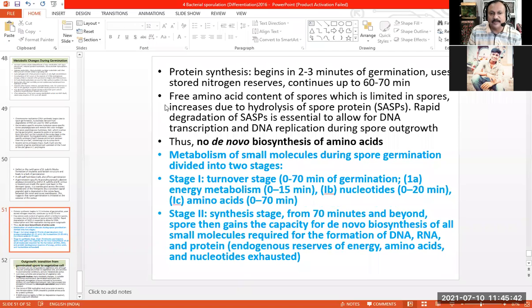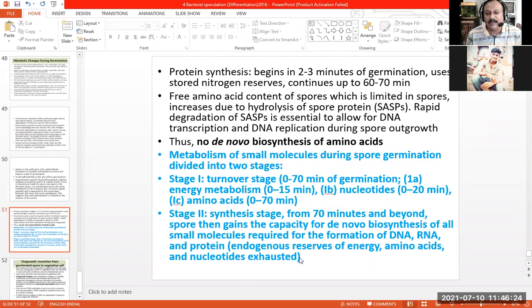So we were trying to understand these two important stages in the germination. These are the biochemical stages. In the first stage, there is a recycling of all the molecules which are already there in the spore, for making new molecules that would be required for the germination process. In the second stage, we have the actual synthesis stage because the spore has by now got the capacity to make its own molecules. DNA replication can take place, transcription can take place, and translation can also take place. So in this particular stage, we have the formation of DNA, RNA, and proteins.